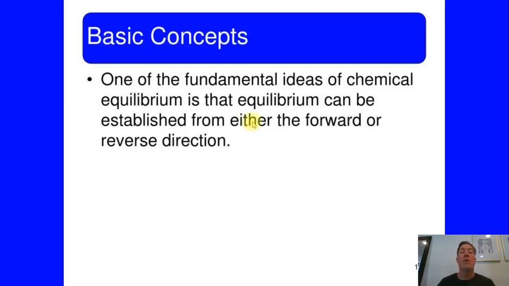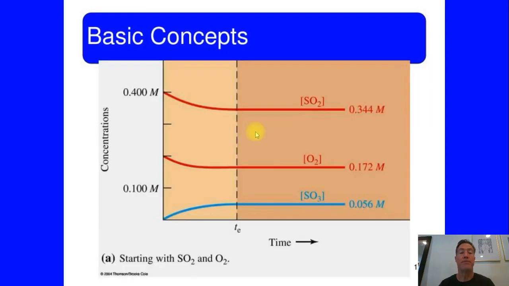So one of the important concepts is that we can establish equilibrium from either the forward or the reverse direction. So we can start with SO2 and O2, and those can react. So this is where we have a lot of reactant, and we start with zero product, and the reactants will drop in concentration, the products will grow in concentration until they level off.